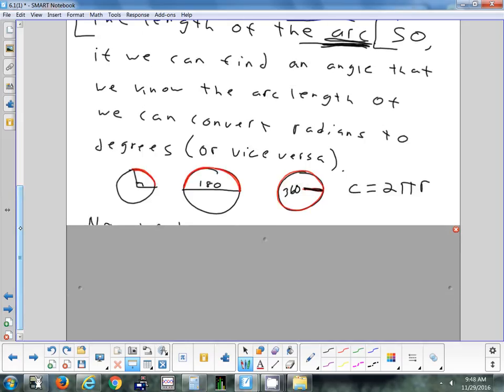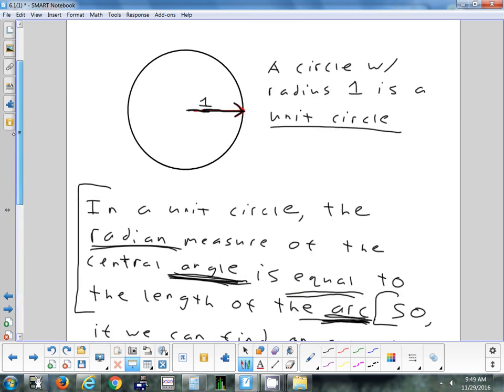So what is the radius on a unit circle? Half. No, 1. Remember we said the radius of a unit circle is 1 unit. A circle with radius 1 is a unit circle.